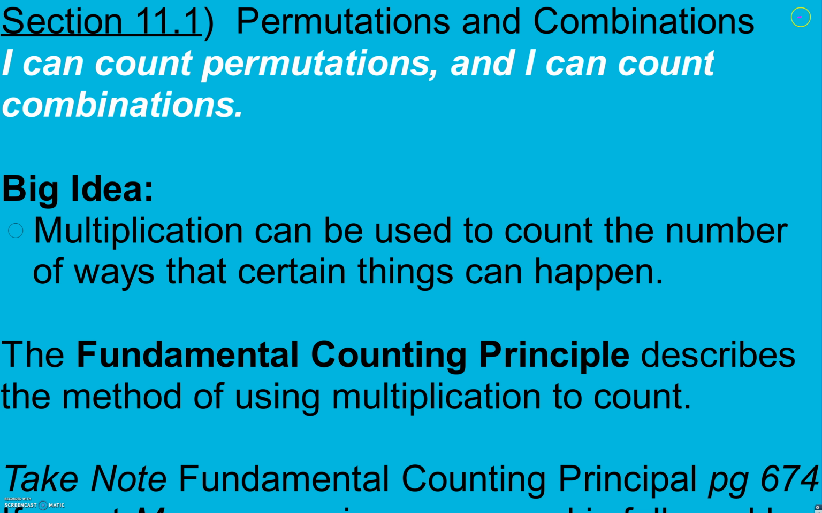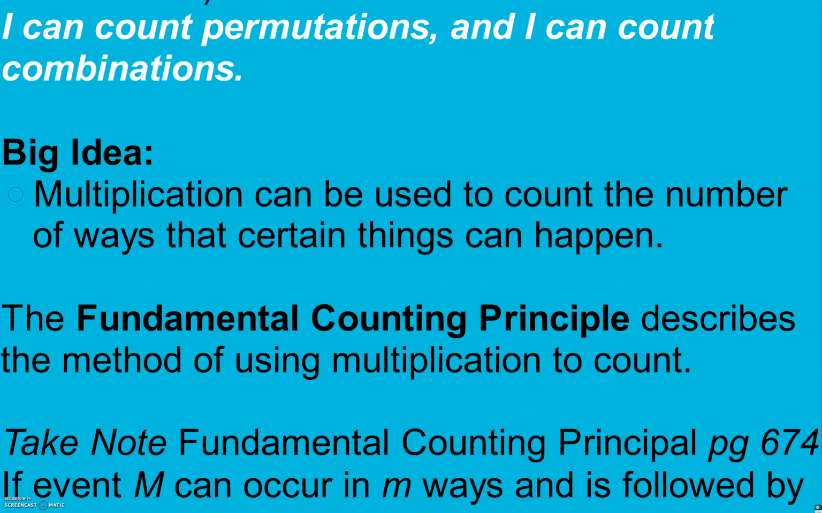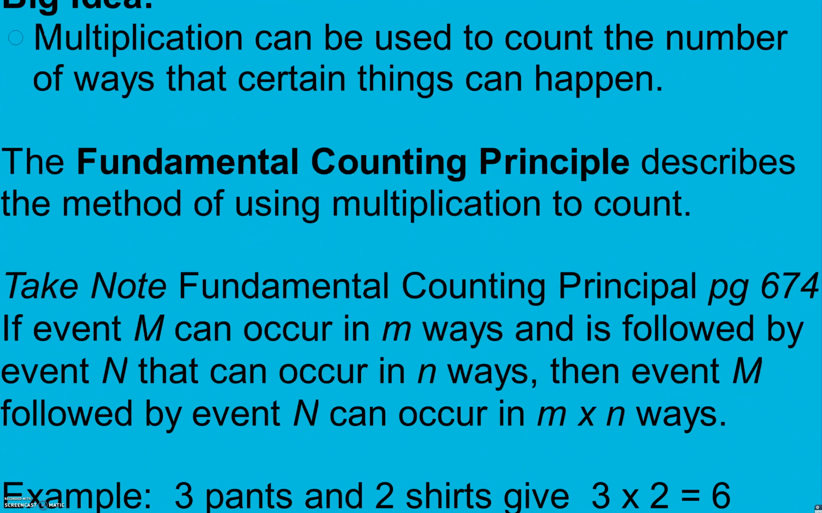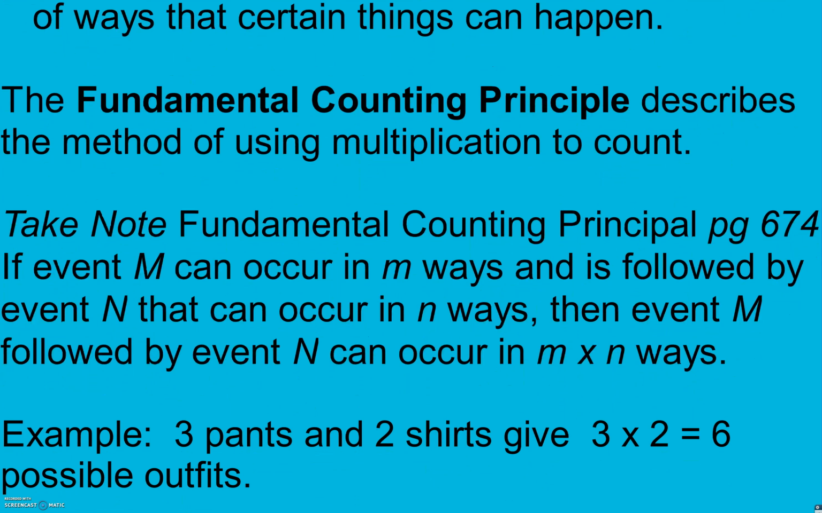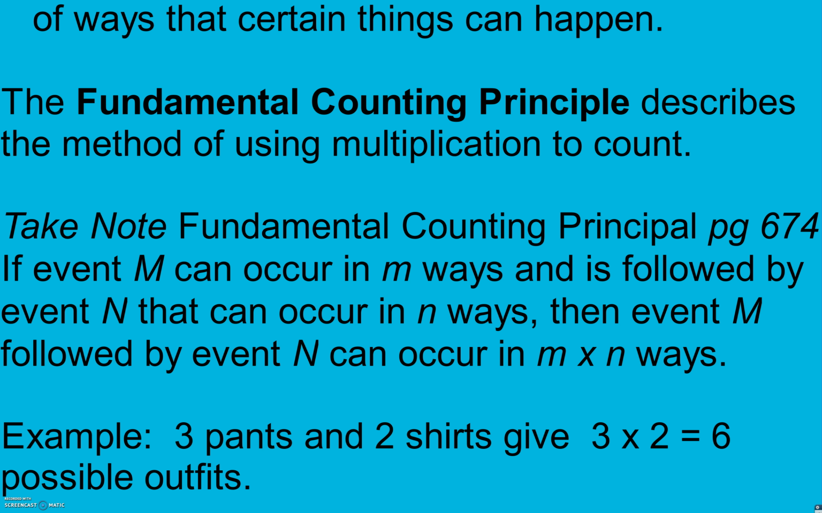So section 11.1 here is permutations and combinations. I can count permutations and I can count combinations. Big idea here: multiplication can be used to count the number of ways that certain things can happen. The fundamental counting principle describes the method of using multiplication to count. So the Take Note on page 674 is our fundamental counting principle. It says, if event M can occur in m ways, and is followed by event N that can occur in n ways, then event M followed by event N can occur in m times n ways.